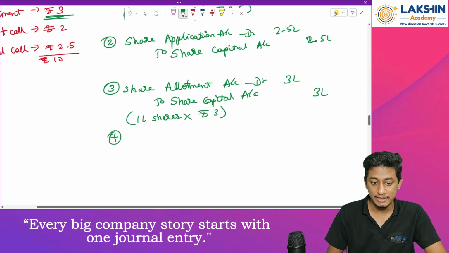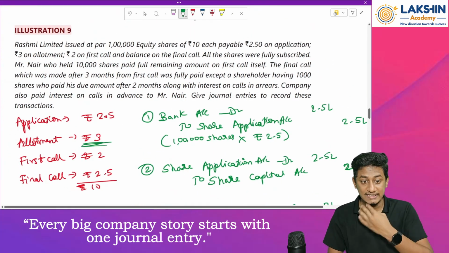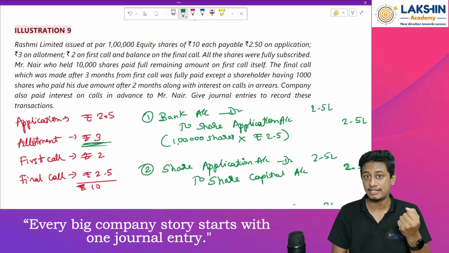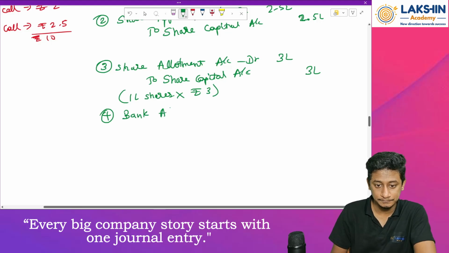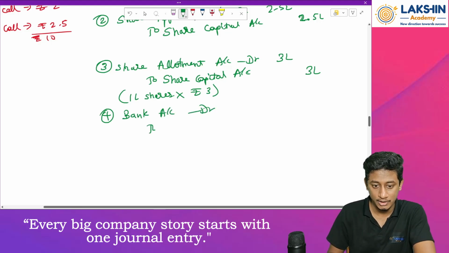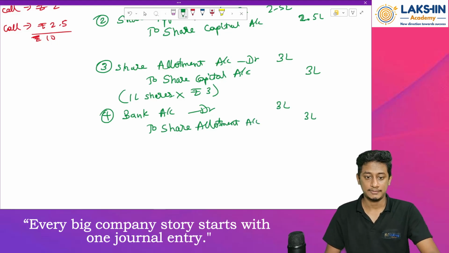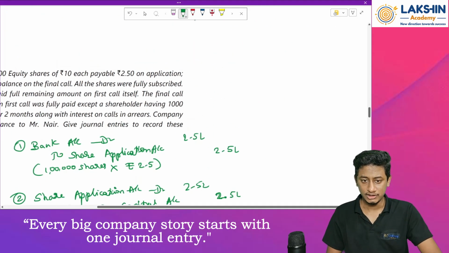Did I receive all the money on the allotment? Since nothing is given regarding the allotment, we will assume that everything is received. Clear? So bank account debited to share allotment account, rupees 3 lakhs. Clear? Okay. Now going further.